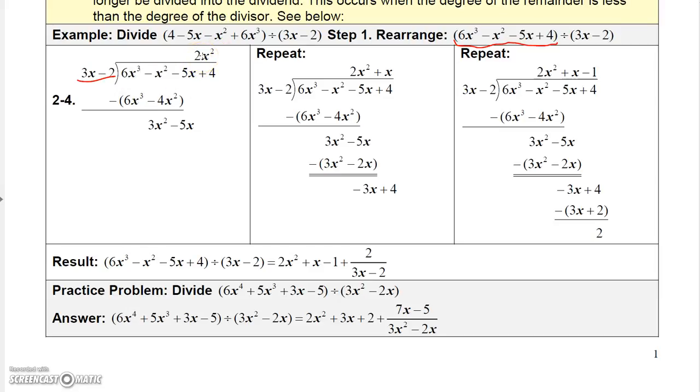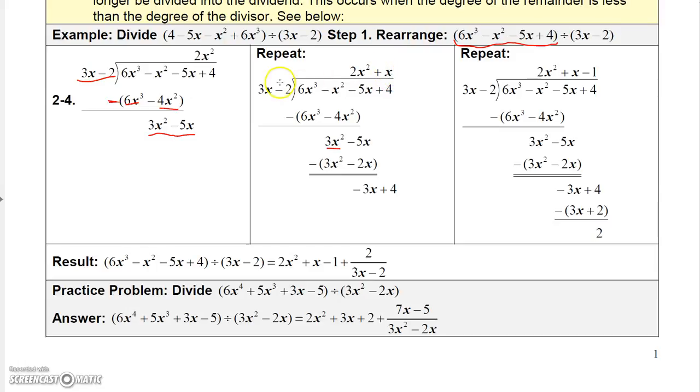So then I multiply back. 2x squared times 3x gives me 6x cubed, and then 2x squared times minus 2 gives me minus 4x squared. But then I have to subtract, so the 6x cubes cancel. Then I have minus x squared, and then minus the minus 4x squared would be plus 4x squared. So minus x squared plus 4x squared is 3x squared, and then I bring down the minus 5x. Well, then I have to do it again. So now I say 3x times what is going to give me 3x squared. So that would be x.